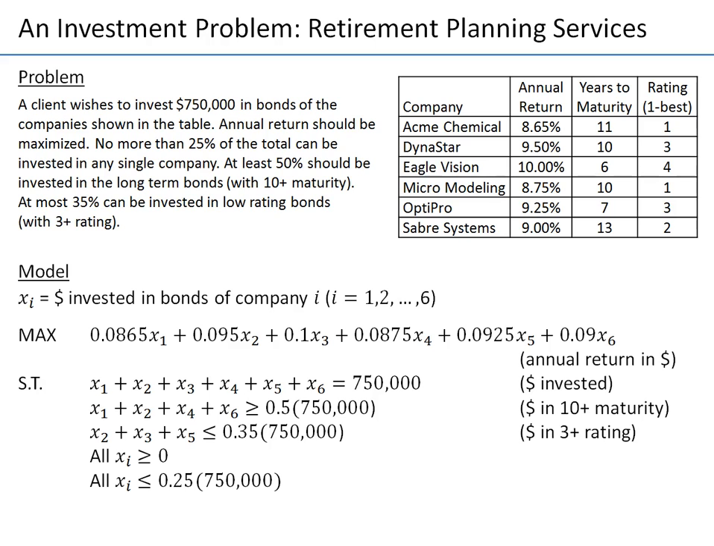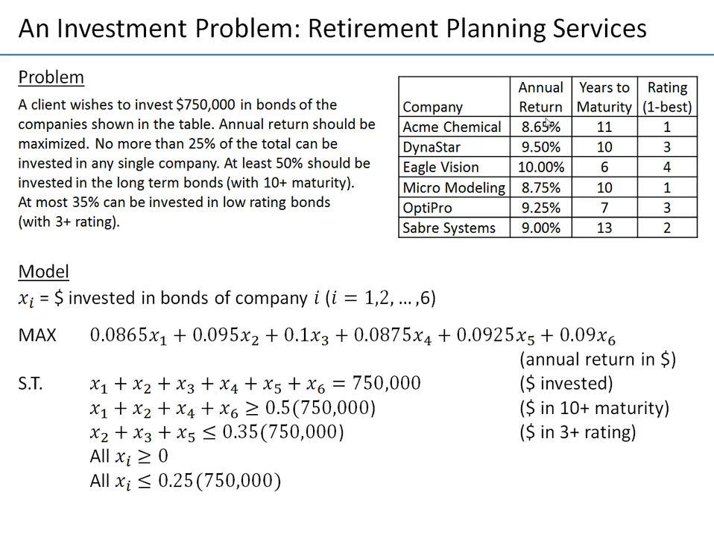To demonstrate sensitivity analysis, I will use the investment problem from chapter 3. And as you can see in this slide, the investment problem was about investing $750,000 in bonds of 6 companies. Here are the companies: Acme Chemical, Dynastar, Eagle Vision, Micro Modeling, OptiPro, and Sabre Systems.